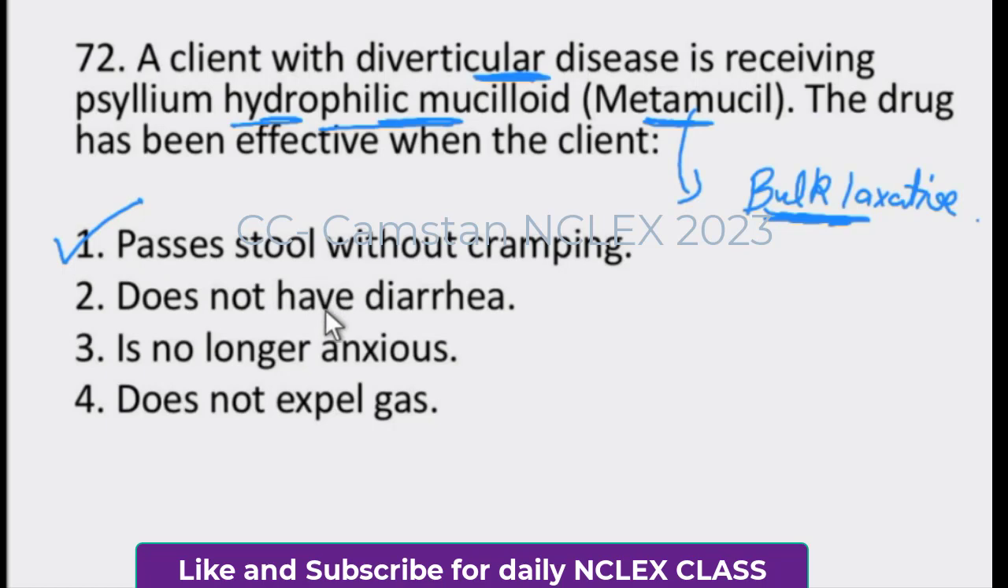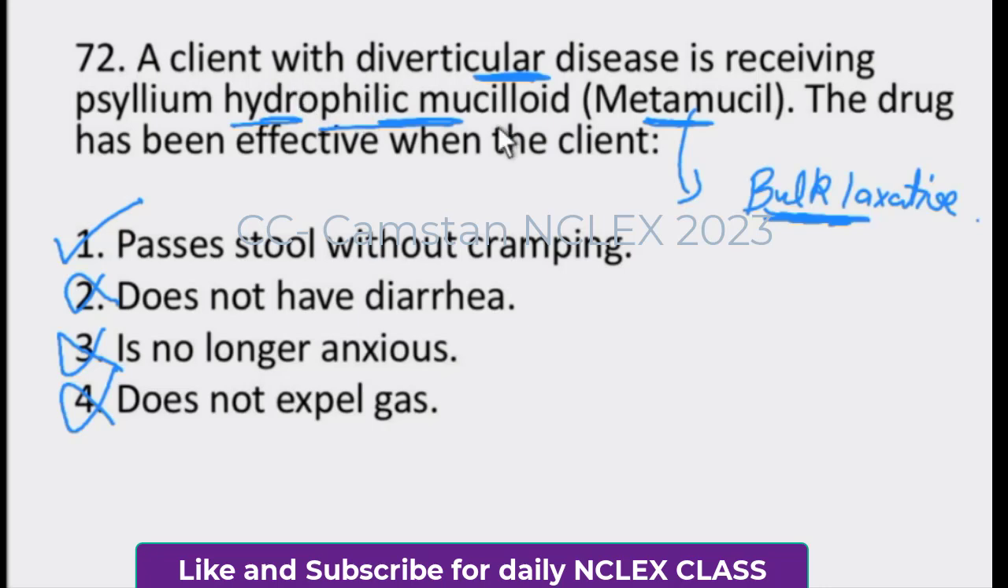Second one is does not have diarrhea. No, bulk laxatives do not manage diarrhea, so it has no relation with diarrhea. Third is no longer anxious. No, it has no relation with anxiety problems. Does not expel gas. No, it does not manage this gas problems. So the correct one is first one.